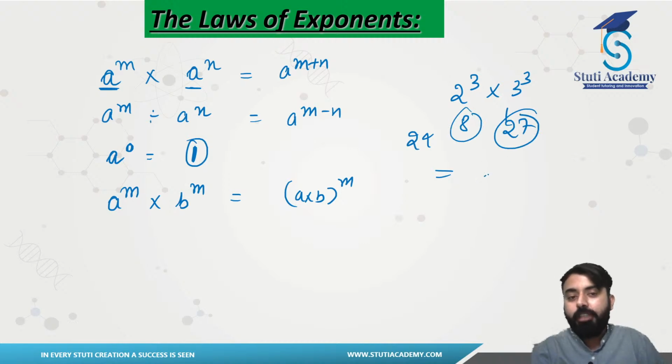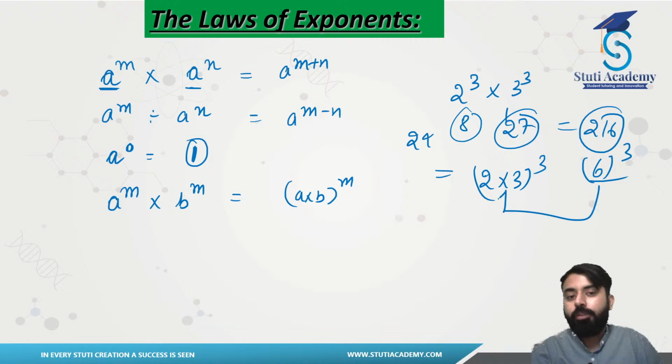So that means it can easily be written like this, 2 into 3 raised to power 3, which will be 216, and this will be the cube of 6. 6 is 2 into 3. So in short, if you have common powers, then the bases will multiply and the power will be written only once.